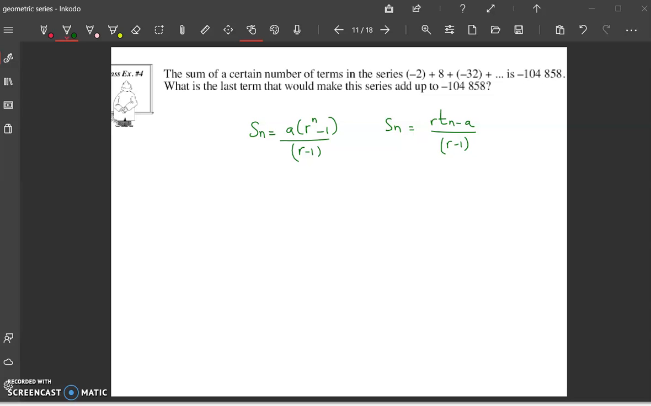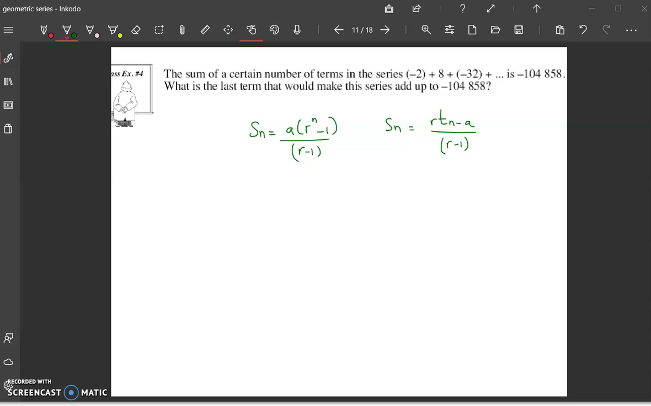Page 64, example number 4. So in this one, they do want us to find the sum. And again, this is a geometric series because we can see the positive, negative flip-flop. And what do they want us to do with this? They're saying the sum of a certain number of terms. So we don't know how many terms there are in the series.